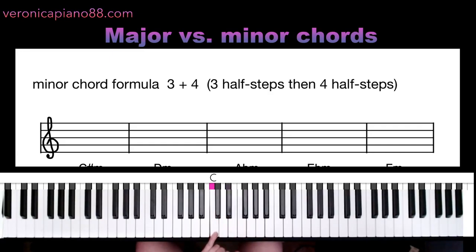Because our first distance is 3, not 4, it's less far away. 1, 2, 3. 1, 2, 3, 4. They end up being the same size, which means there's a total of 7 half steps between the first note and the last note. 1, 2, 3, 4, 5, 6, 7. It's just we're replacing our middle note. So major has a higher middle note and minor has a lower middle note.